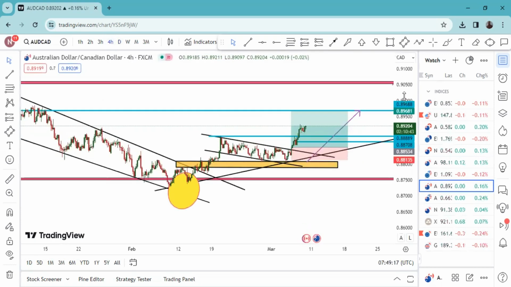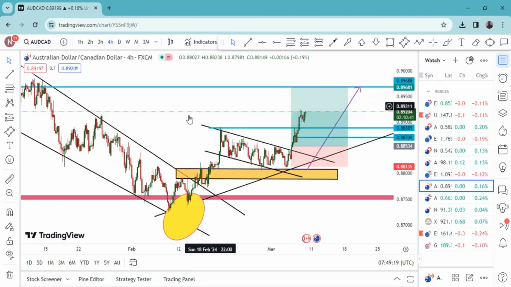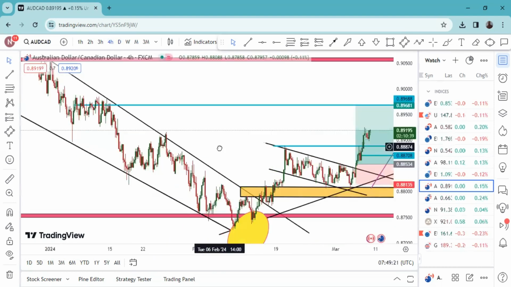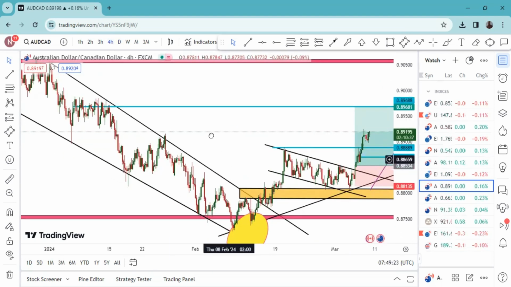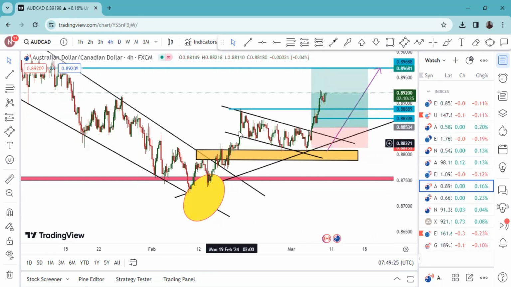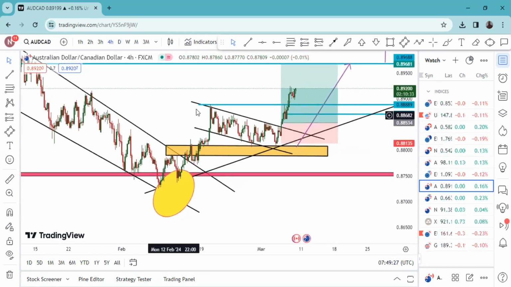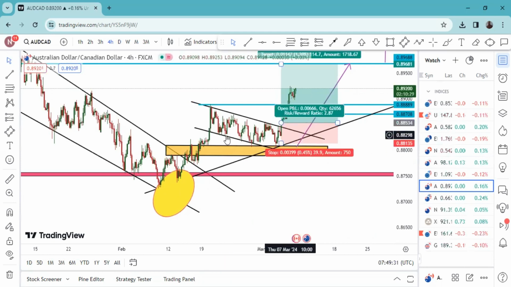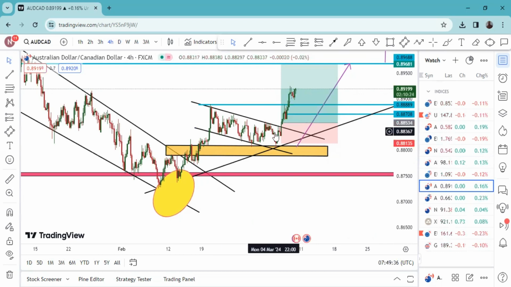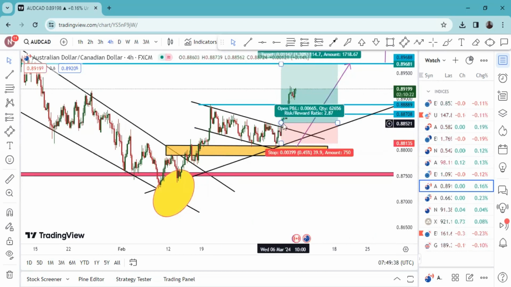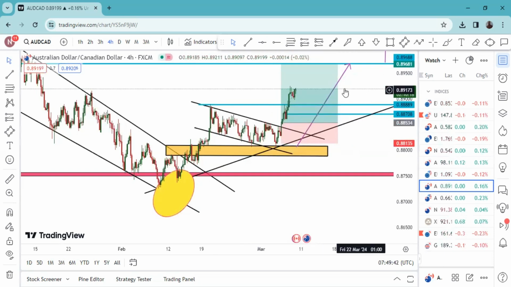On my 4 hour, this is how I entered the trade. You see clearly that this was a trend line. The trend line was broken, then it was retested. You can see this also is a form of a pattern, like a descending channel. So I waited for the market to break. Immediately after the market broke this level, I entered the trade.